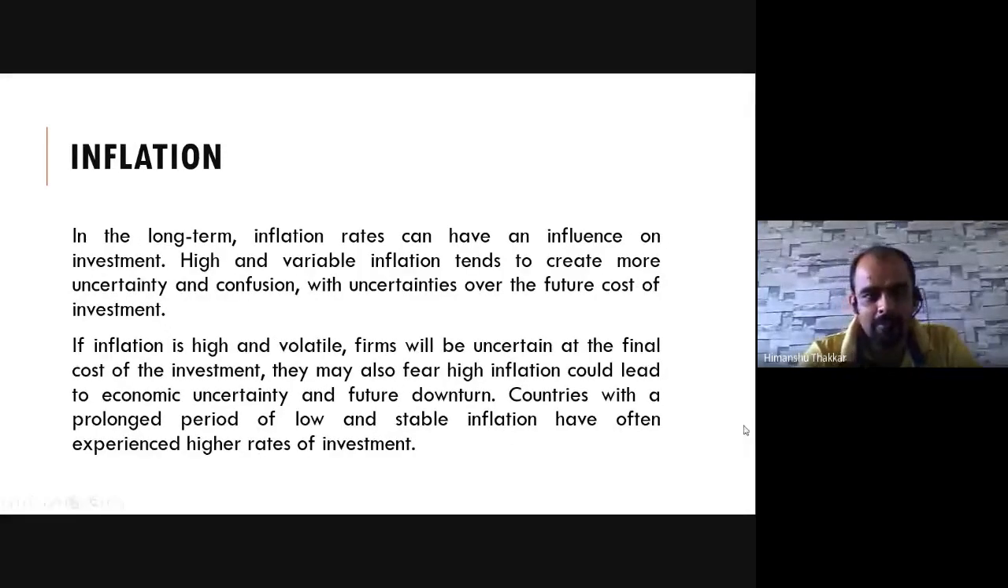Then the inflation. In the long term, inflation rates can have an influence on investment. High and variable inflation tends to create more uncertainty and confusion, with uncertainties over future cost of investment. So currently, investment options are quite a lot, but people hesitate to invest because they don't know how the future is going to unfold in terms of inflation. Obviously, the inflation is on a rise in India, but you don't know how it is going to unfold in the upcoming months and years.